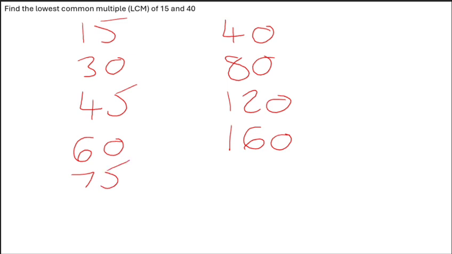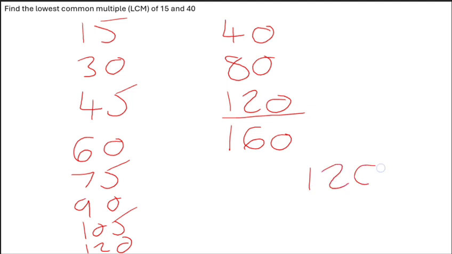I've then got 90, 105, and 120. So here I've got 120 in my 15s, I've got 120 in my 40s, so my lowest common multiple is 120. Same thing, just laying them out, doing your multiples. You might find that method easier, that's totally fine, you go for that method. But if you find the Venn diagram one easier, let's have a look at that one.